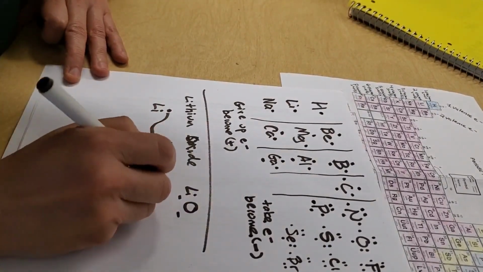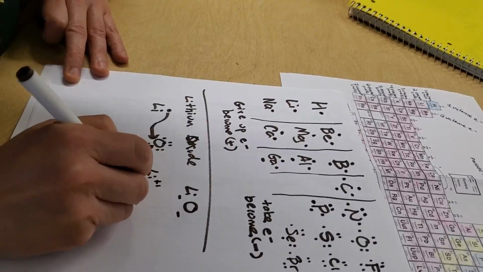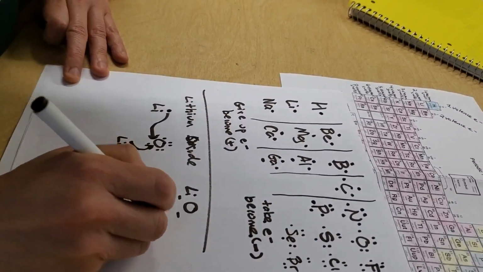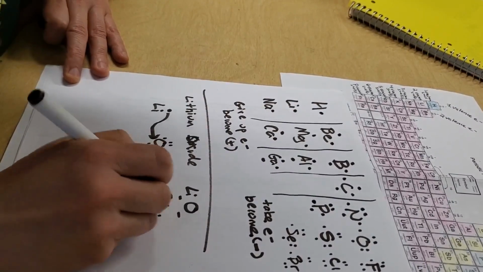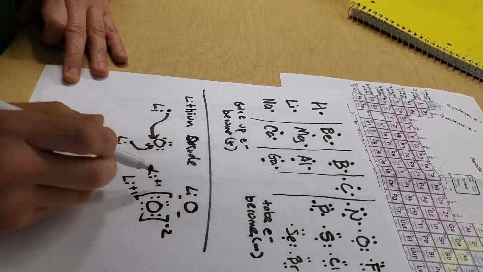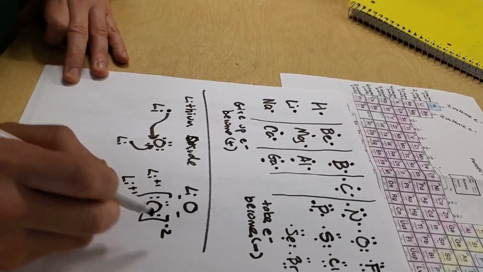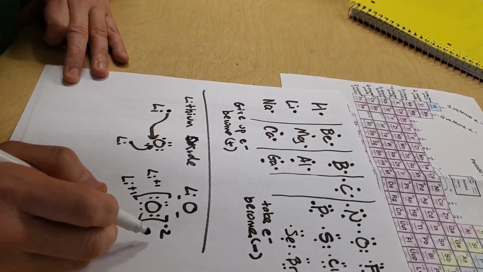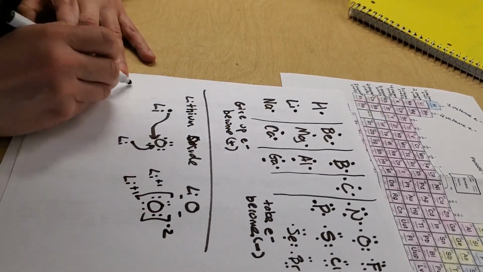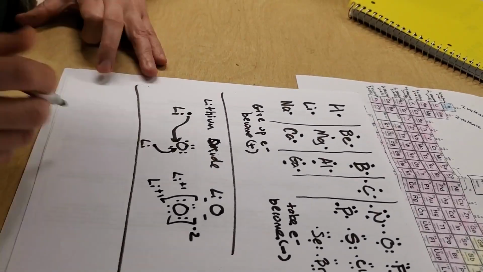So right now I have an Li plus 1, Li plus 1, and oxygen. Oxygen got 6 valence electrons. It's a -2. And I make sure there are 2 plus 1s because each of these lithiums gave up an electron. The oxygen is a -2. That is even.